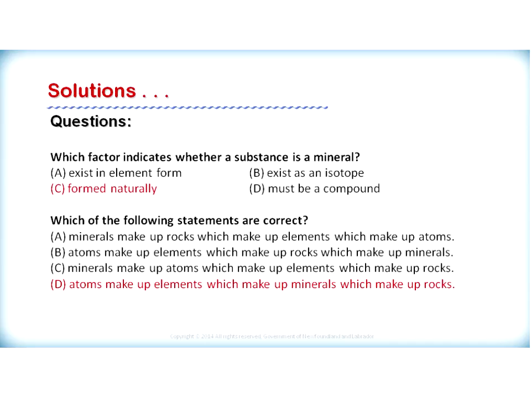So the solutions are as follows. A mineral is a substance that is formed naturally, and if we look at the sequence, atoms make up elements, which make up minerals, which make up rocks, would be the correct answer.